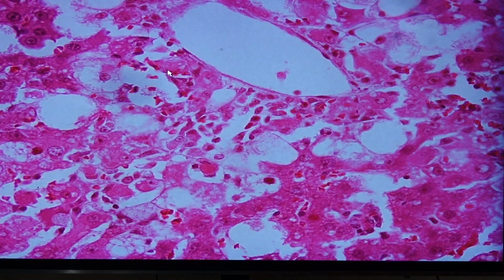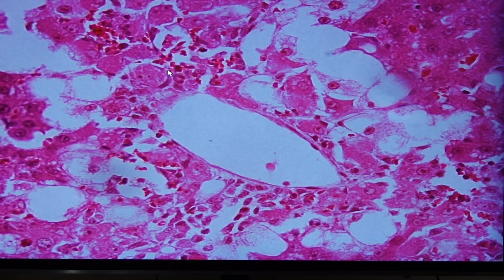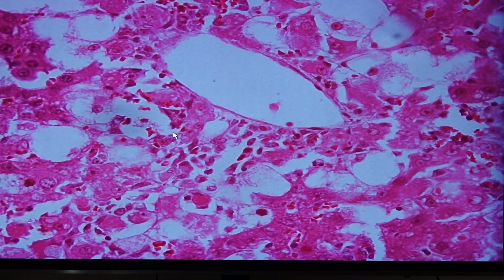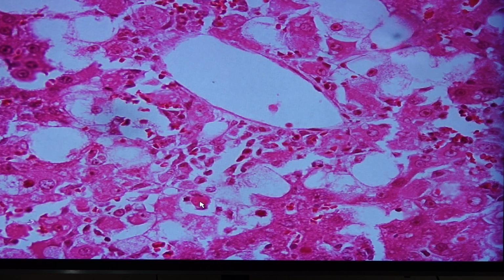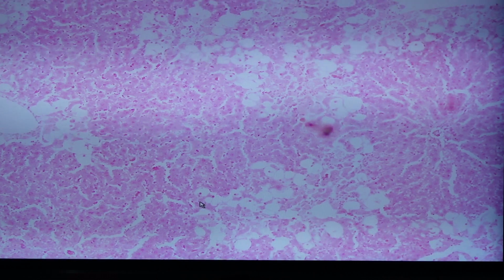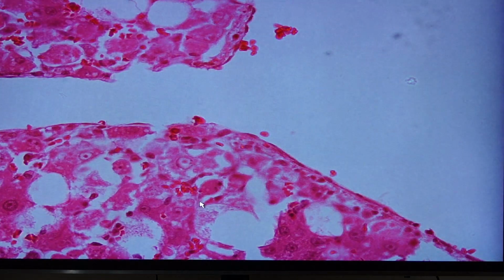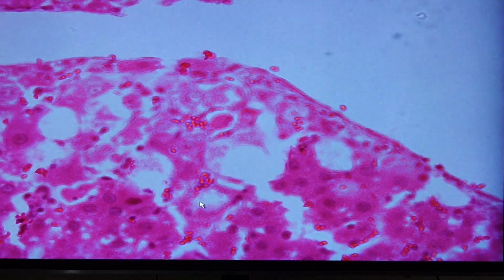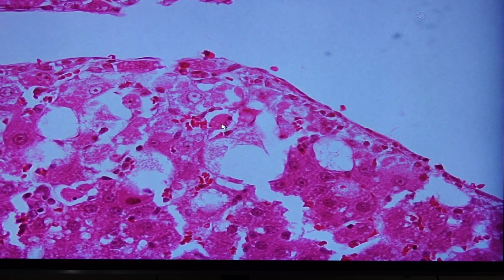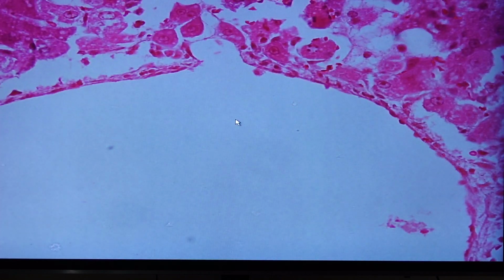And then we would see irreversible changes already, like the presence of cellular death, absence of the nucleus. Here you also have apoptosis. Let us try to look for others. Okay, here you have the presence of apoptosis. This one, with diminution in the size of the cell, and then you have the shrinking of the nuclei. So that's pyknosis.